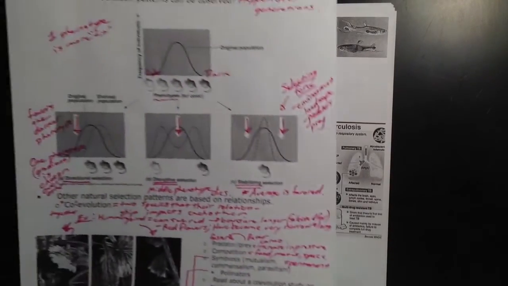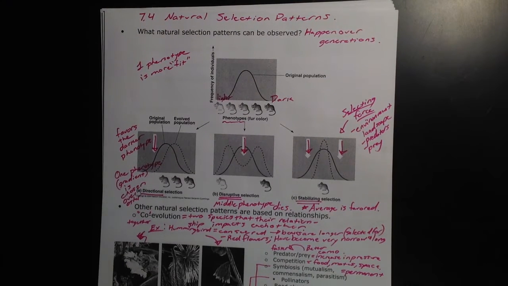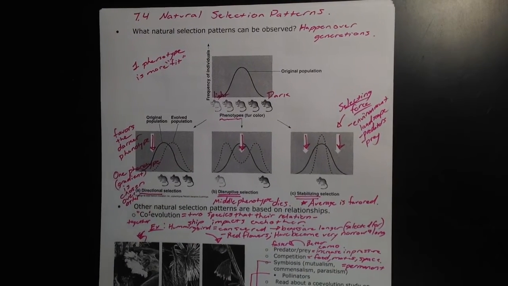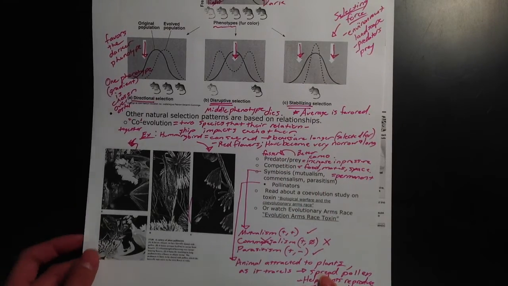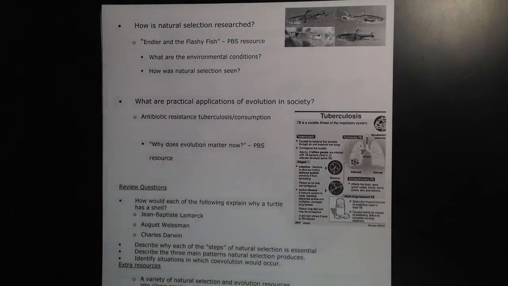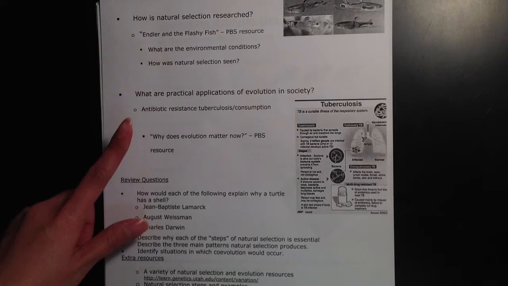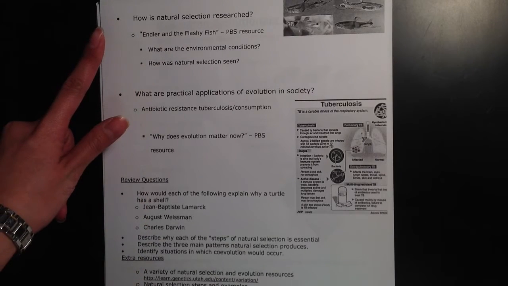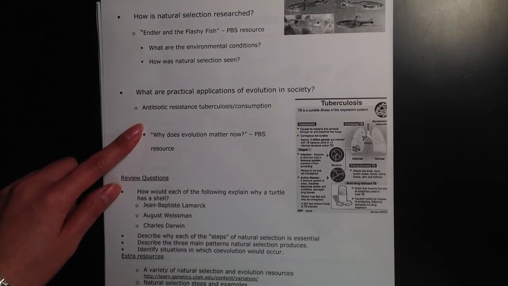So yesterday we talked about patterns of natural selection and how this occurred, and how this would cause the population to change over time. We also discussed some examples of relationships that would actually affect natural selection and affect the population. Today, before you start with your new notes on Unit 7.5, I do want you to take a little time and look at some of the links that are connected here on different examples of natural selection, on the Endler fish and with tuberculosis.